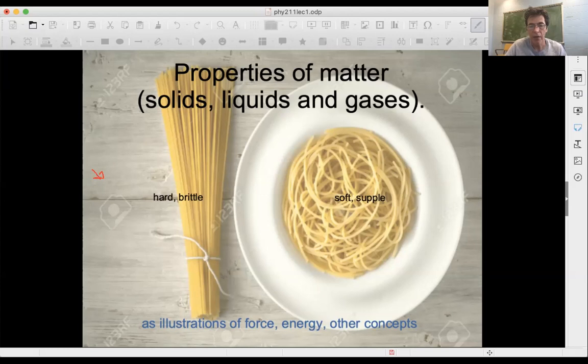And one of the reasons we're going to talk about the properties of matter is as an illustration of those concepts of force and energy and other quantities that we introduced in describing the motion of matter, in describing the motion of a basketball, describing the motion of the moon. So that's one reason that we explore the properties of matter. And another reason is to get a glimpse at the atomic, molecular, microscopic scale of matter.